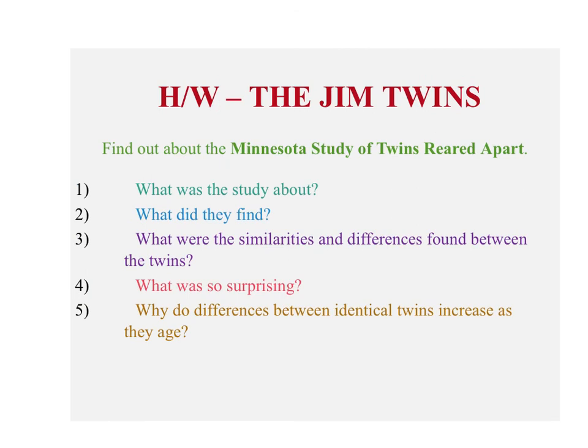So now you guys are going to do a little bit of research. It says homework. As I said previously, everything's homework now. I want you to do some research about the study of the Jim twins. It's called the Minnesota study of twins reared apart. That's what you're looking for. And I want you to answer these questions all the way down. What was the study about? What did they find? Similarities and differences between the twins. What was so surprising? And why do the differences between identical twins increase as they age?